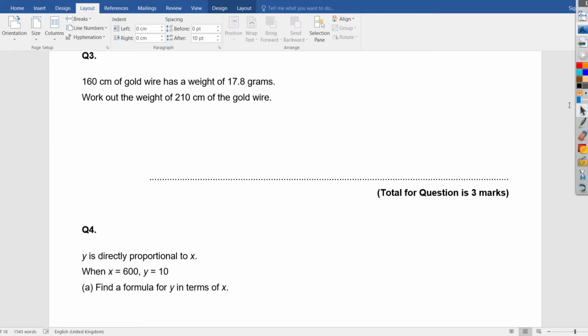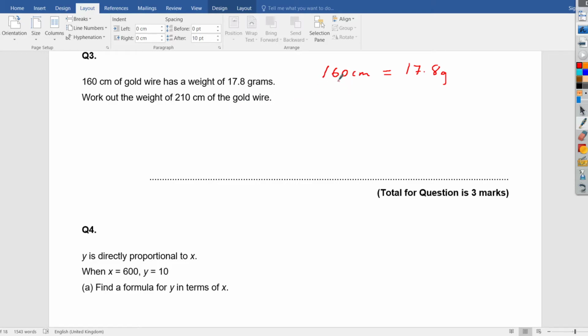Okay, so right, this question 3, have a quick read of it. It tells you that 160 centimeters of gold wire has a weight of 17.6 grams. Work out the weight of 210 centimeters of gold wire. So this is a direct proportional question. So you know that the length of this gold wire is directly proportional to the weight, which is 17.8 grams in this question. So I need to try and find out what is 210.